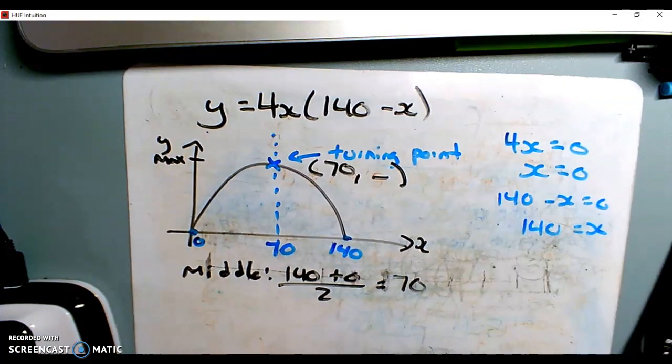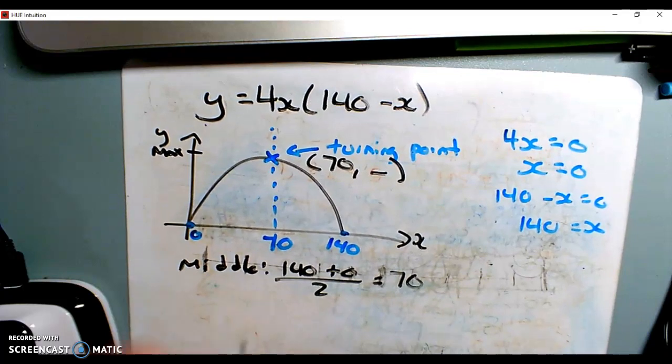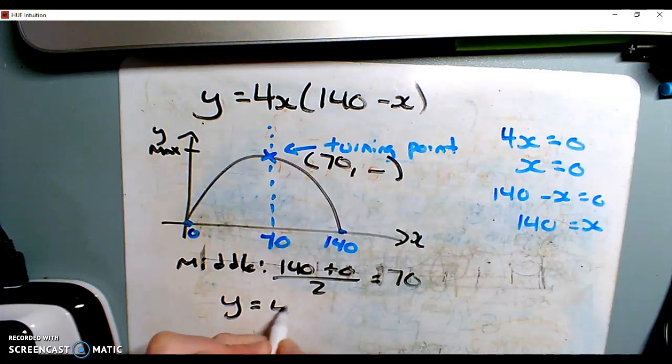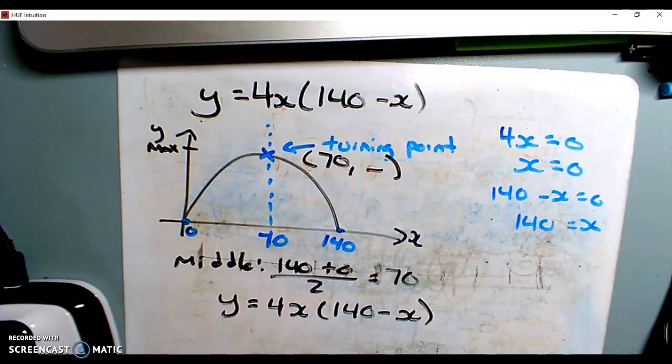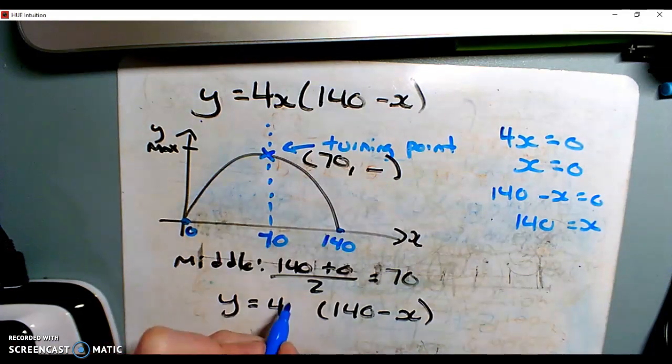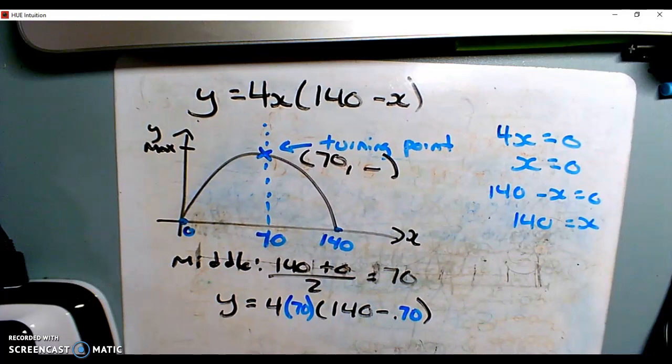So to get that, all I have to do is take my equation, y equals 4x bracket 140 minus x, and I'm going to substitute in and replace x to find y, because my y is going to give me my maximum value. So I'm going to replace the x with, what was x? X was 70, the x part of the coordinates. And then when I work this out, I'm going to go 4 times 70, so 280 times 70.